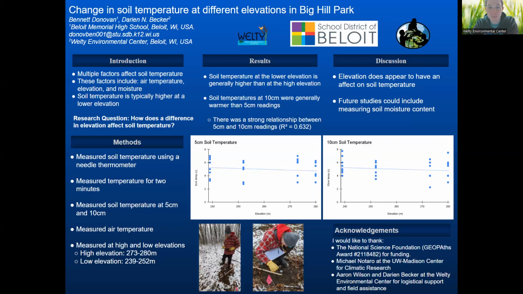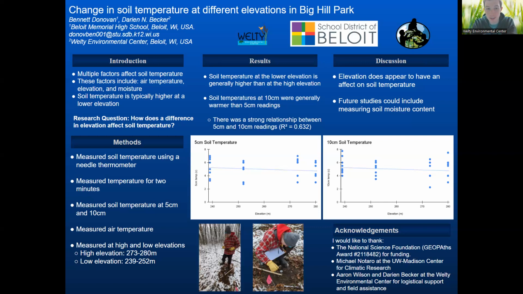So my results, I did find there was a strong relationship between the 5 and 10 centimeter depths. The R-squared value for those is 0.632, which means there is a fairly strong relationship between the 2 depths, so the temperatures for those are fairly close to the same. I also found that the soil temperatures were typically higher at the lower elevations. There'd be a few times where the temperature would be higher at the higher elevation, but for the most part, they were higher at the lower elevations.